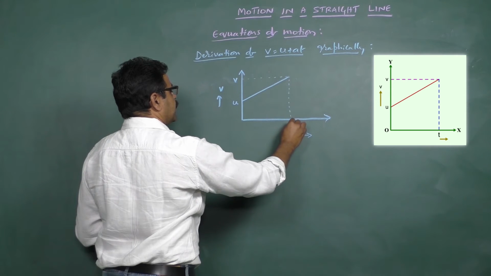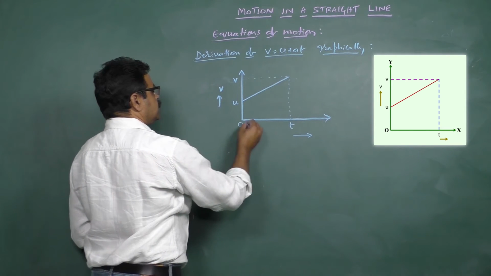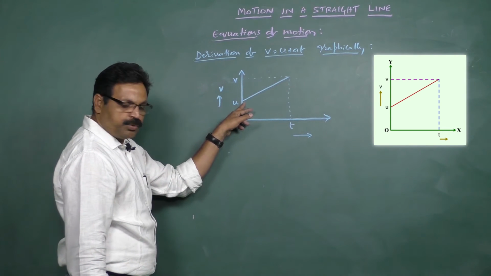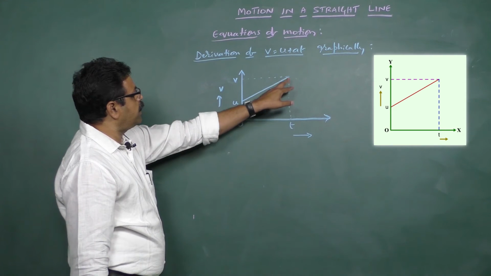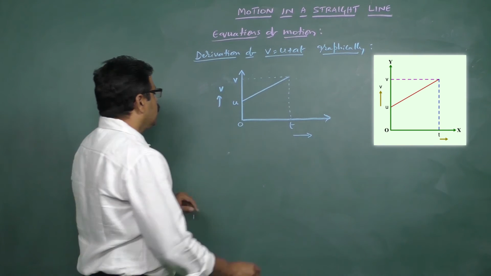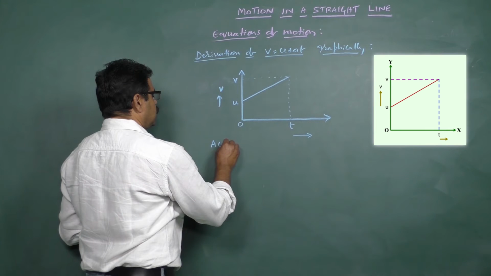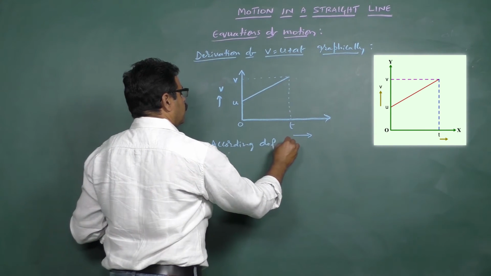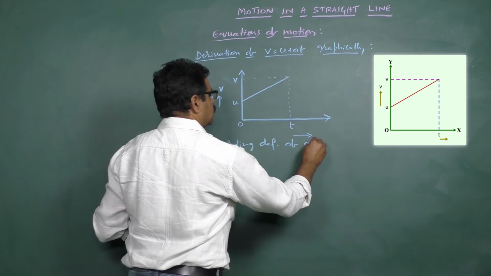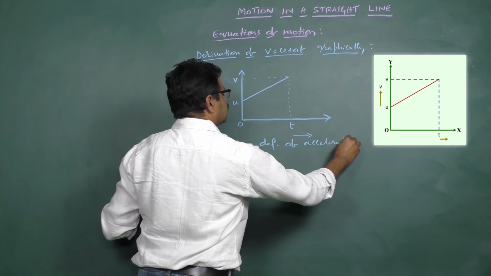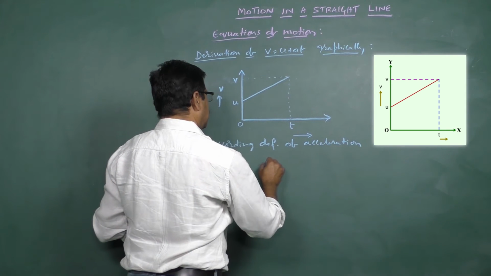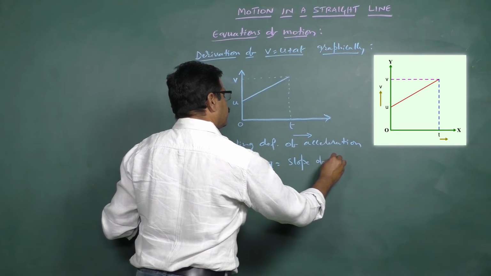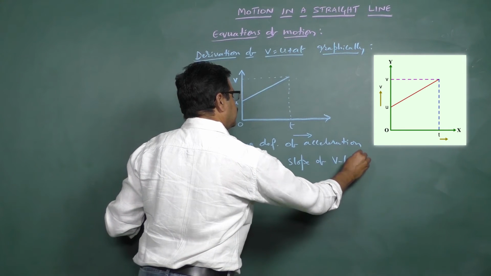So this is the time taken, starting at an instant 0, and after time t. At instant 0 the initial velocity is u, and at time instant t the final velocity is v. Then according to the definition of acceleration, a is nothing but the slope of the vt graph.